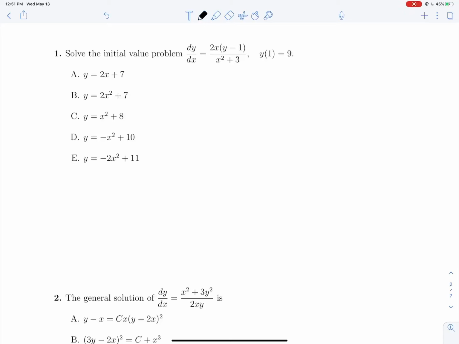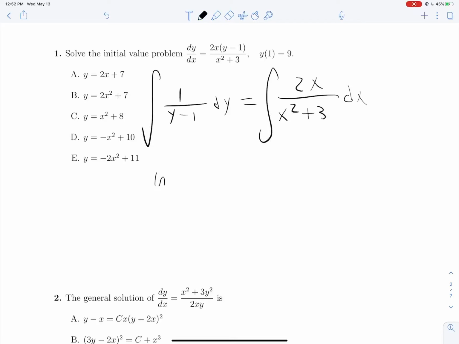So what we can do is divide out y minus 1, multiply dx over, and we'll be ready to integrate both sides to get an implicit solution for this equation. So this will be 1 over y minus 1 times dy is equal to 2x over x squared plus 3 dx. Now we can legally integrate both sides. We end up with ln |y minus 1| is equal to ln (x squared plus 3) plus c over there.